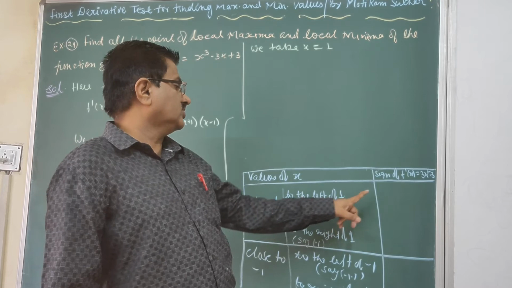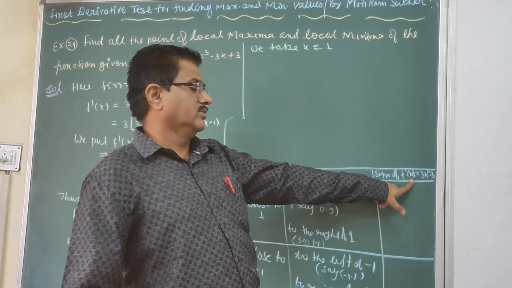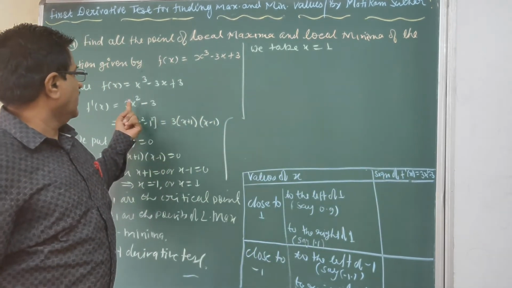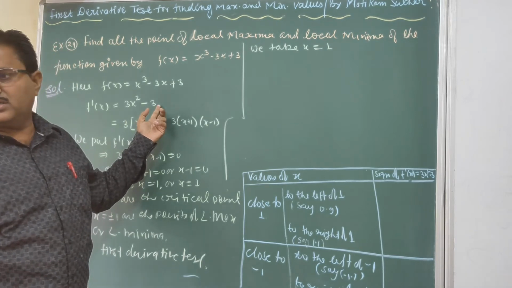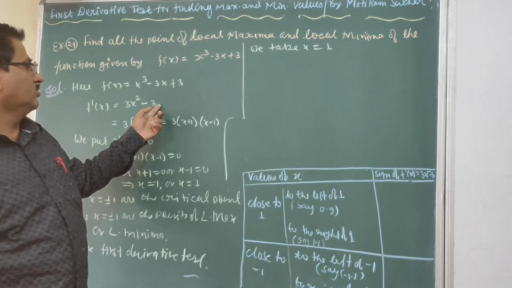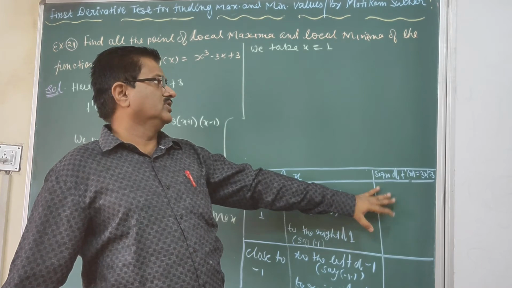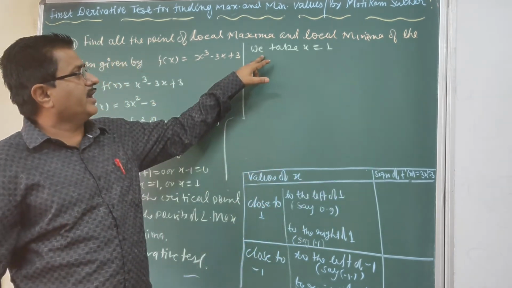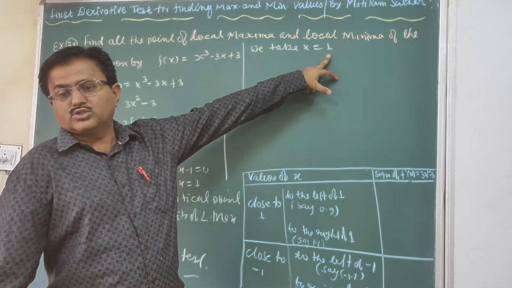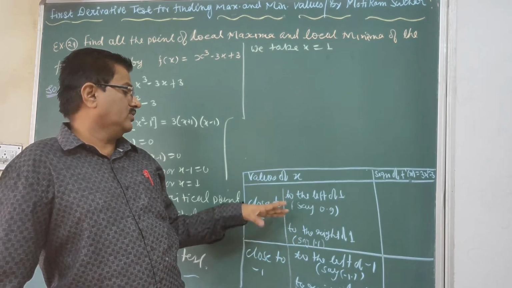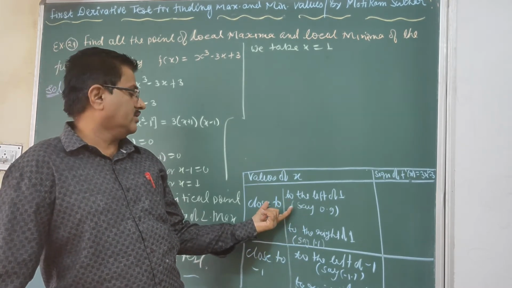Now we have to see the sign of the derivative. Its derivative is 3x square minus 3. So what is the sign of this derivative? That we have to see. First of all, we are taking x equal to 1. This table you have to draw. The calculation portion you can solve in rough.